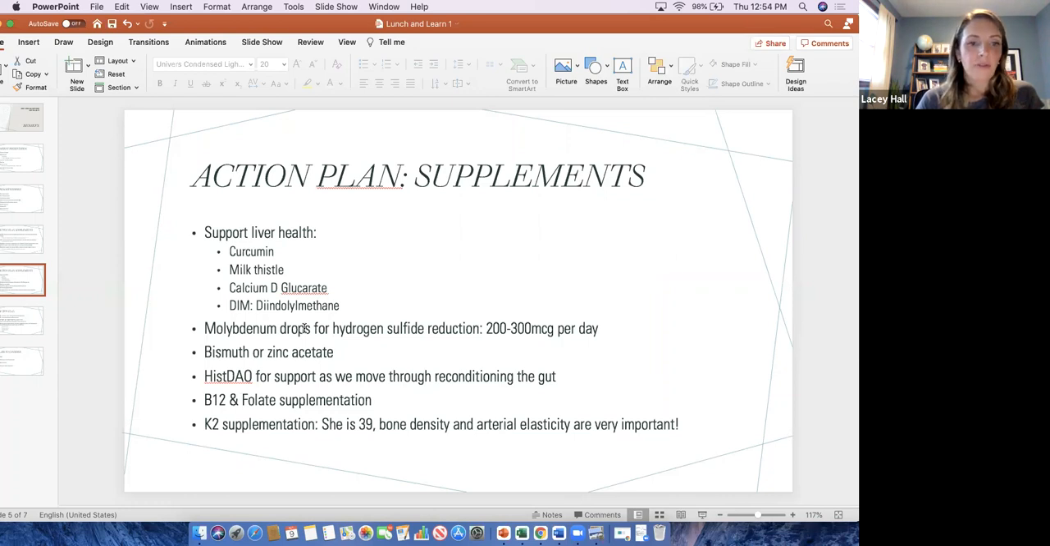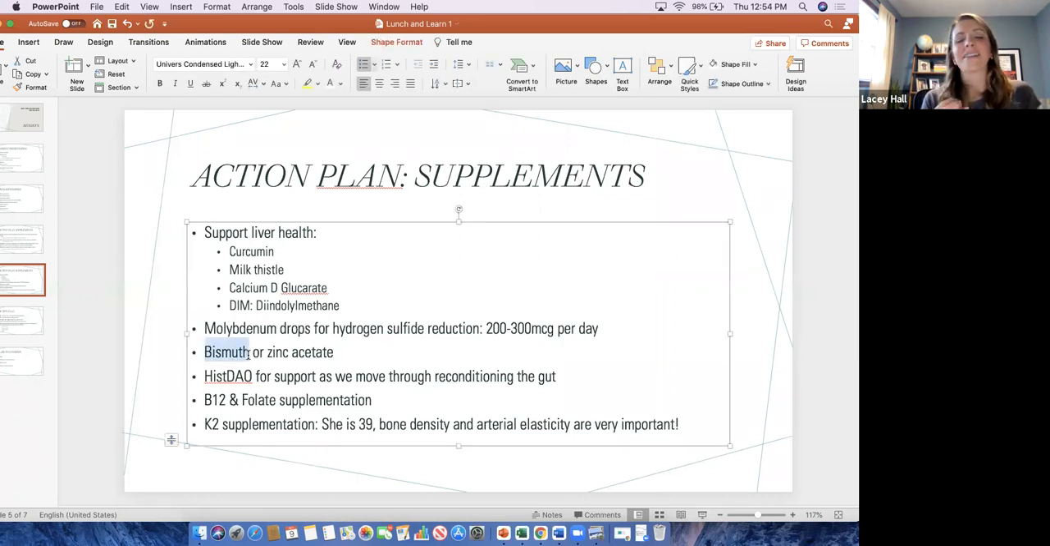Also for hydrogen sulfide, we can use bismuth or zinc acetate. And I can't find just a pure bismuth on the store shelves anywhere, but there are different blends. If you've got one, drop it my way. I'd love to know. I'm always looking for more information for my apothecary at home. And then using HistDAO can help break down histamines that are being produced by the bacteria. But this isn't an answer. This isn't the root of the problem. The root of the problem are the bacteria that are causing us to need all of this, unfortunately.